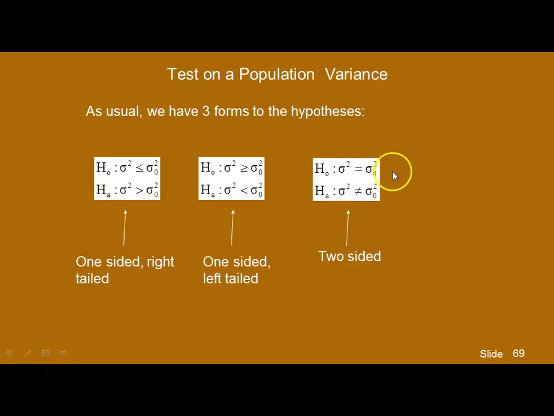As always, notice that the equality portion has to be in the null. It could be a greater than or equal, or less than or equal, or an equal, but we need the equals part in the null hypothesis. We need a specific testing point. The alternative can be either a greater than, less than, or not equal to.